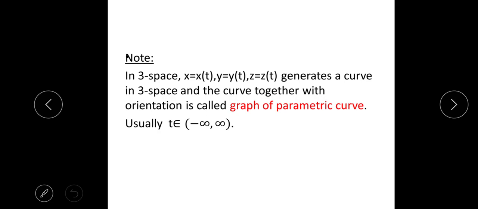Now here is a note. In 3 space there are 3 components. X is equal to x of t, y is equal to y of t, z is equal to z of t, generates a curve in 3 space, and the curve together with orientation is called graph of parametric curve. Usually t belongs to minus infinity to infinity. T takes values from minus infinity to infinity.